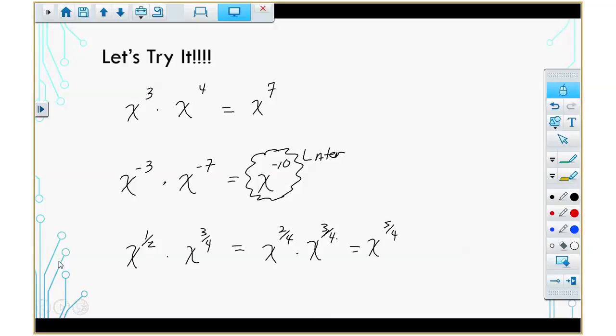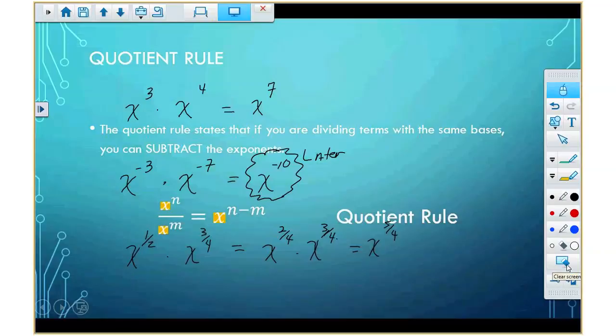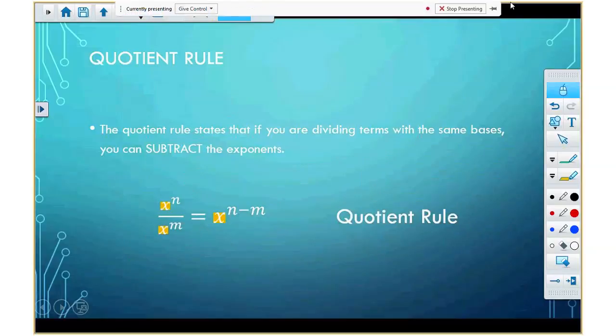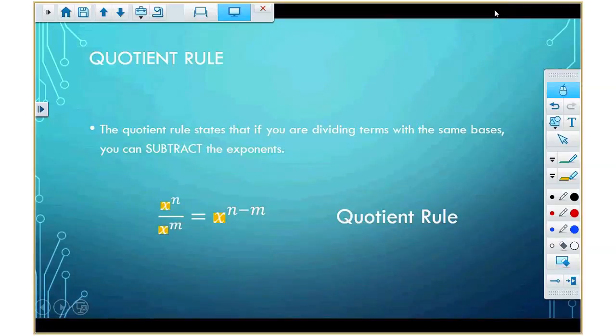All right. The quotient rule. Write that one down. Quotient rule says if you have the same bases and you're dividing, what can you do to the exponents? Subtract them.